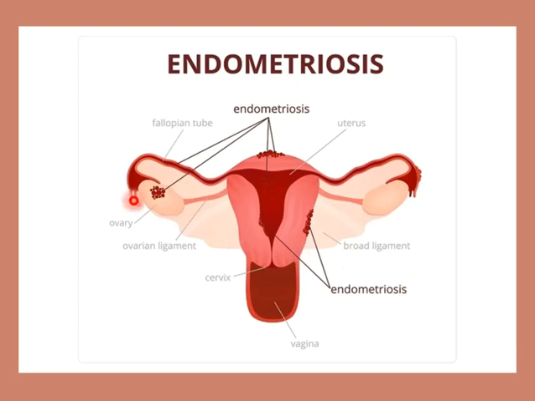When it is happening in the ovary, the ovary becomes hemorrhagic and brown in color, so it looks like a cyst filled with chocolate. It's called a chocolate cyst. That's another term used for endometriosis in the ovary.